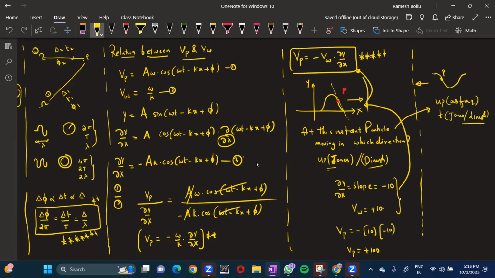Okay, it is my turn. I'll assume the velocity of the wave is -10 and I will draw one tangential line to the point P. So the slope, dou y by dou x, how much, children, tell me? -10. So substitute: Vp equals minus velocity of the wave into dou y by dou x. Put everything: -10 into -10, so -100 will come. Minus means what, children? Down only. Understood? Everybody? Yes, sir. Okay, copy quickly.